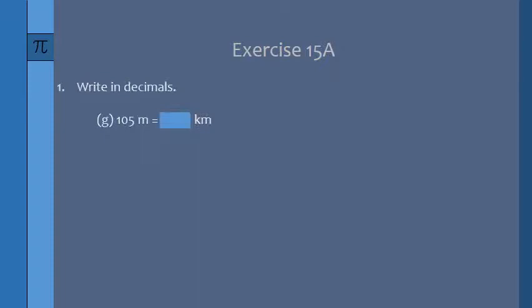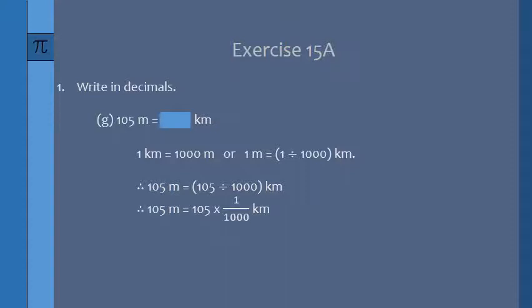Now children, let's do the G part of question number 1. Here we have to write 105 meter to kilometers as decimal fraction. So children, we know that 1 kilometer is equal to 1000 meter, or we can say 1 meter is equal to 1 upon 1000 kilometers. Therefore, 105 meter is equal to 105 divided by 1000 kilometer, which can be written as 105 multiplied by 1 upon 1000 kilometer. And this is equal to 105 upon 1000 kilometers.